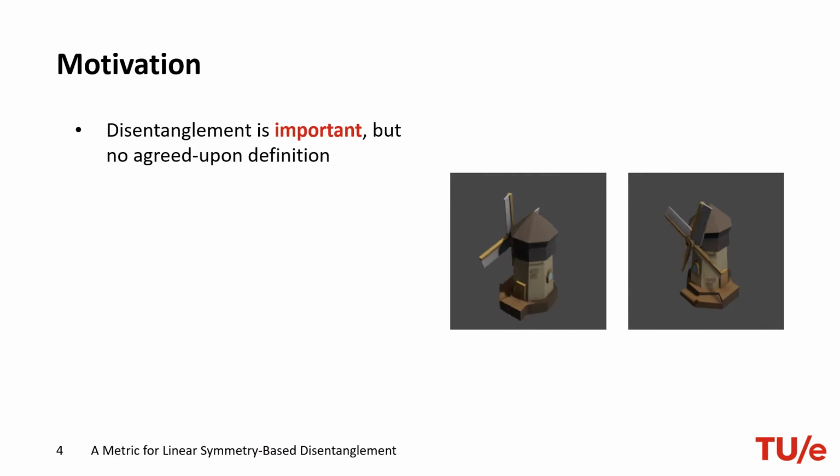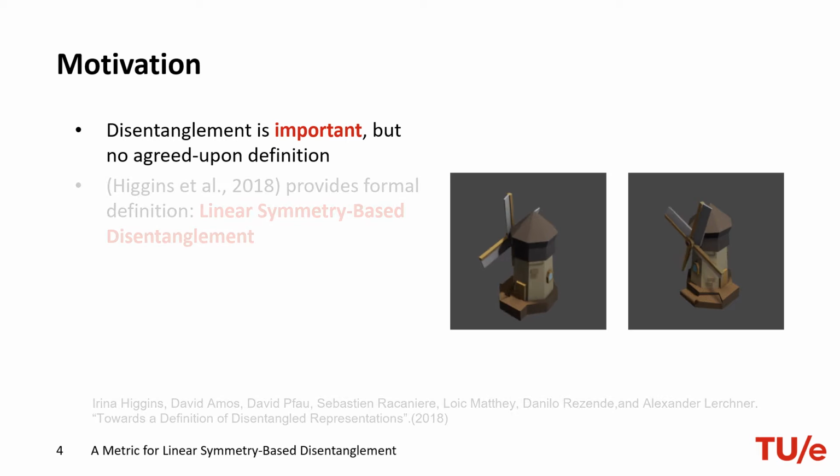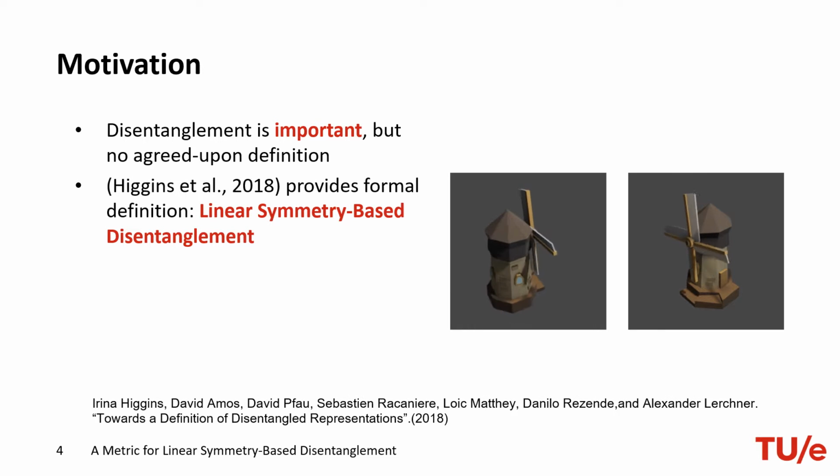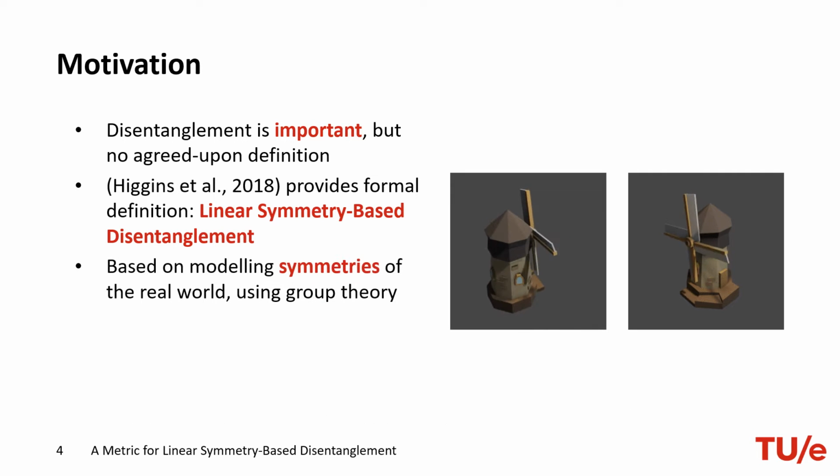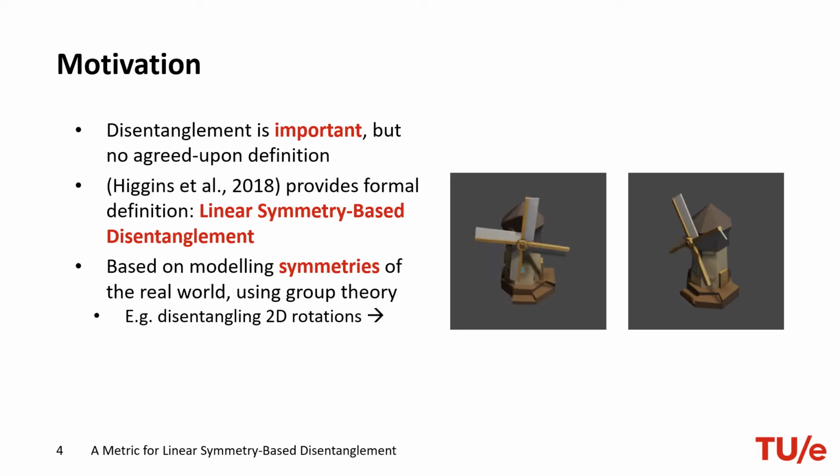Our work is motivated from the idea that disentanglement is important, but there's no agreed upon definition. However, Higgins et al. attempt to provide a definition for linear symmetry-based disentanglement. This definition is based on modeling symmetries of the real world using group theory. Examples of those symmetries are 2D rotations, such as those shown here, for a windmill rotating and its blades.